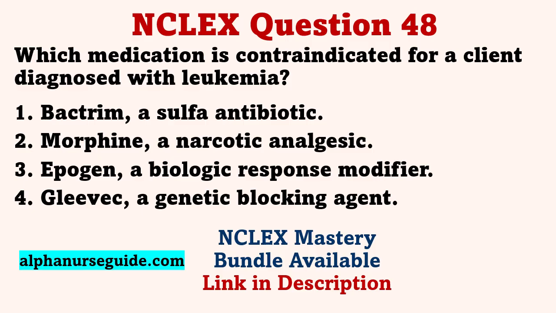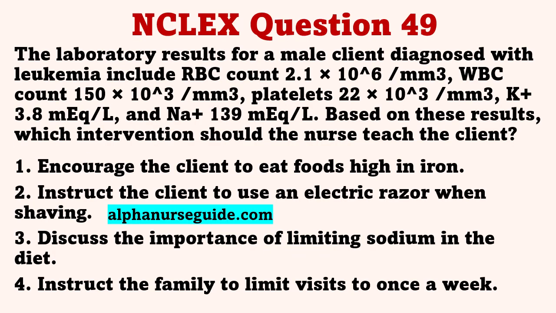The laboratory results for a male client diagnosed with leukemia include RBC count 2.1 times 10 to the power of 6 per cubic millimeter, WBC count 150 times 10 to the power of 3 per cubic millimeter, platelets 22 times 10 to the power of 3 per cubic millimeter, potassium 3.8 milliequivalents per liter, and sodium 139 milliequivalents per liter. Based on these results, which intervention should the nurse teach the client?